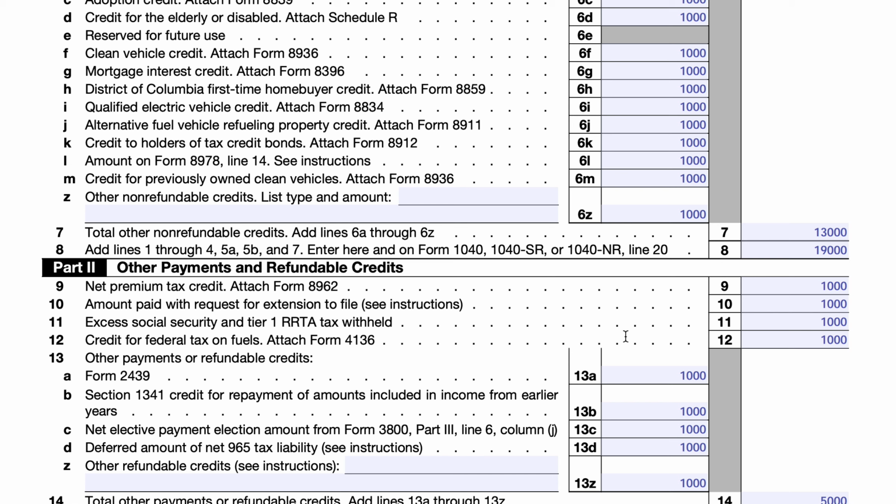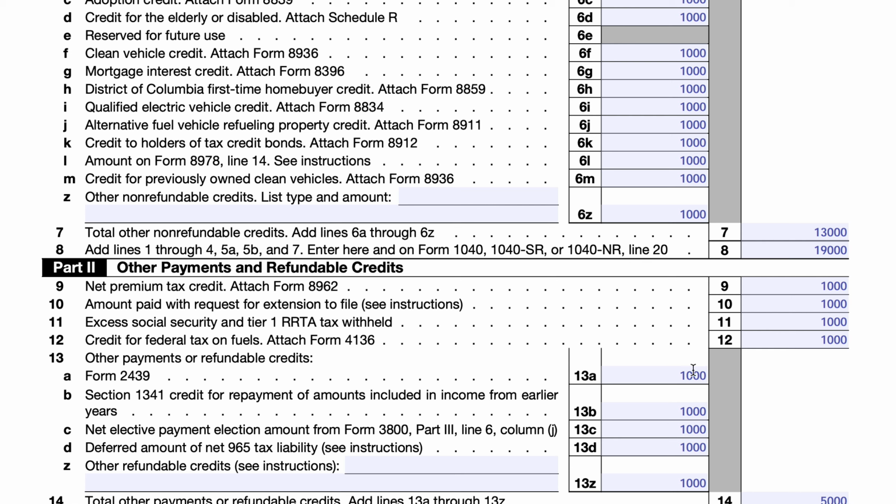Line 12, a credit for federal tax paid on fuels. If you need to, you can attach IRS Form 4136. The rest of these are relatively lesser known tax credits. So if you had to complete IRS Form 2439, you would enter that amount here.